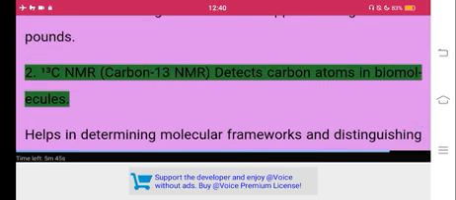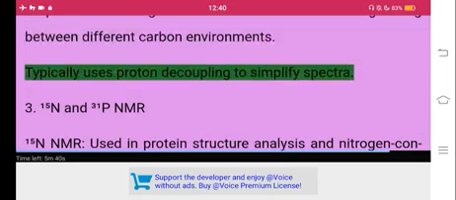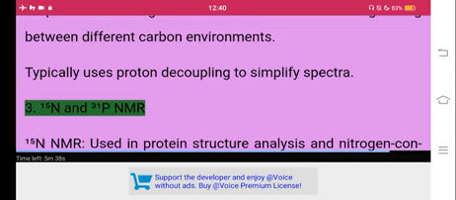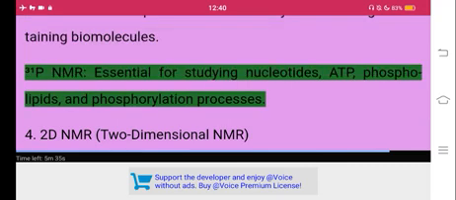2. 13C NMR, carbon-13 NMR, detects carbon atoms in biomolecules. Helps in determining molecular frameworks and distinguishing between different carbon environments. Typically uses proton decoupling to simplify spectra. 3. 15N and 31P NMR. 15N NMR, used in protein structure analysis and nitrogen-containing biomolecules. 31P NMR, essential for studying nucleotides, ATP, phospholipids, and phosphorylation processes.